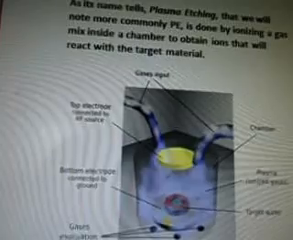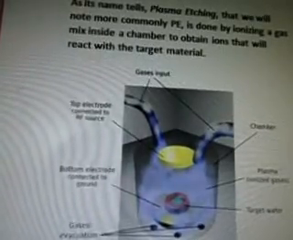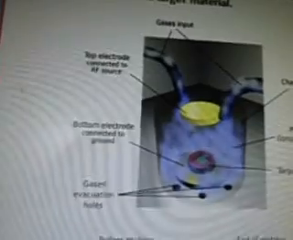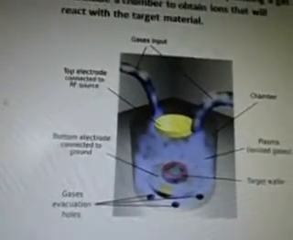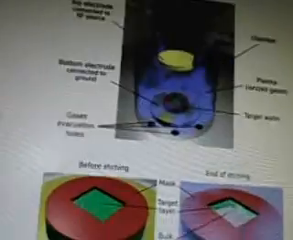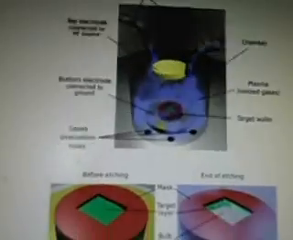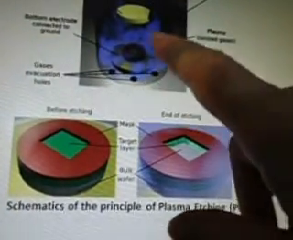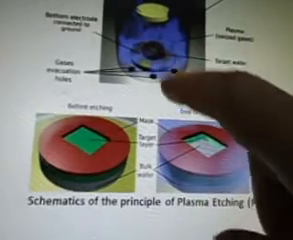As its name tells, plasma etching, that we will note more commonly PE, is done by ionizing a gas mix inside a chamber to obtain ions that will react with the target material. So here's a diagram showing the gases input. This is your chamber, your plasma, and your ionized gases. The target wafers right there.